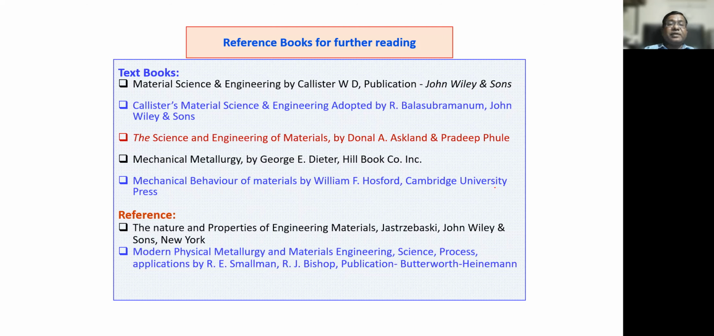And there are two other reference books I am suggesting: Shackelford, Nature and Properties of Materials. Here the thermodynamic part is explained somewhat. In Callister also some thermodynamics is explained, but in detail Shackelford, and Modern Physical Metallurgy by Smallman. These are the two books.